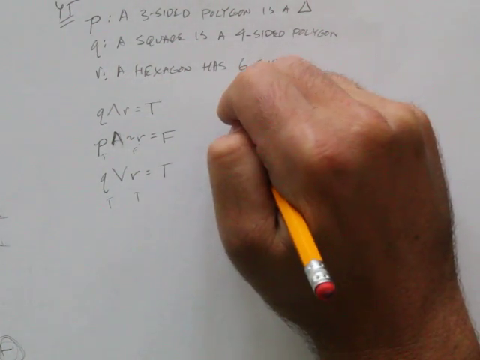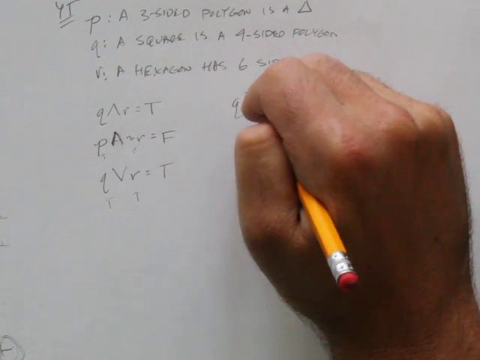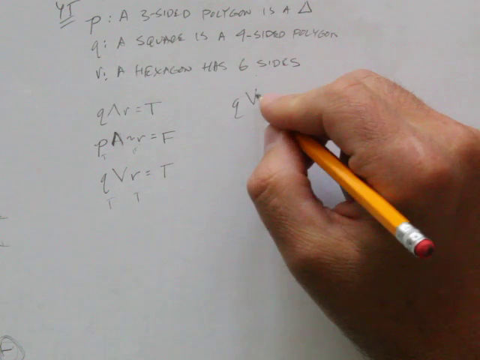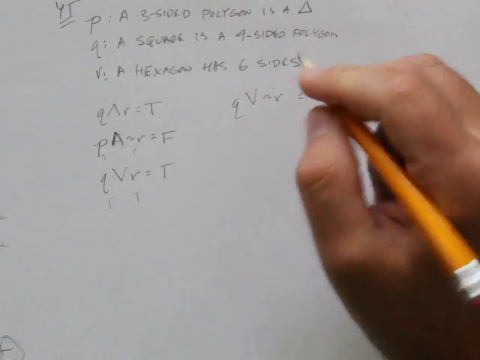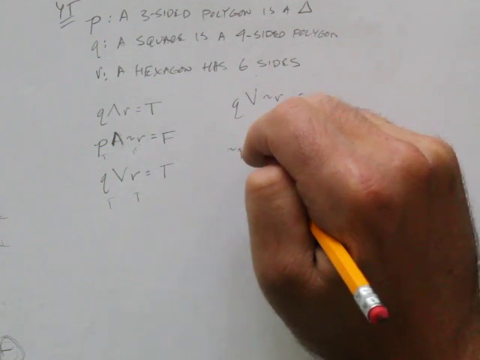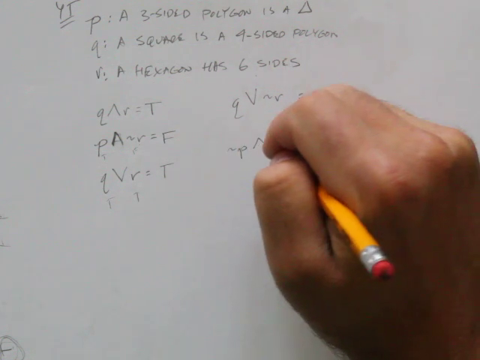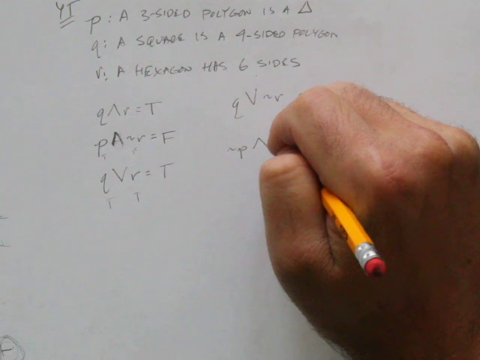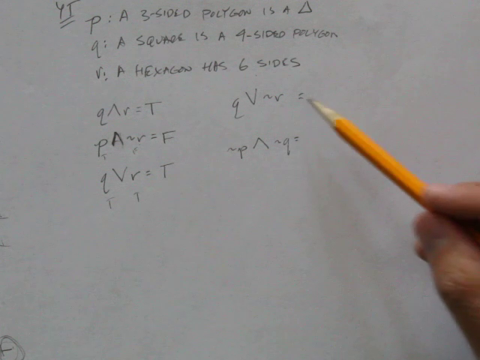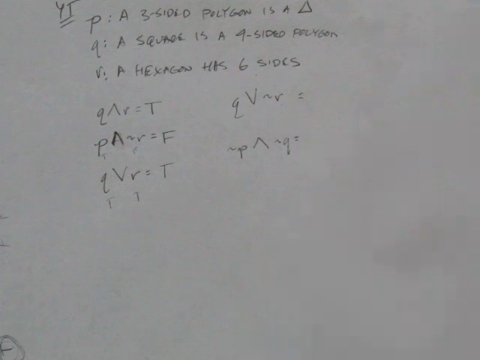I'm going to have you guys do 2 more without me. Q and not R, or not P and not Q. Okay, do those 2, and then we'll talk about it in just a minute. Okay, pause, go.